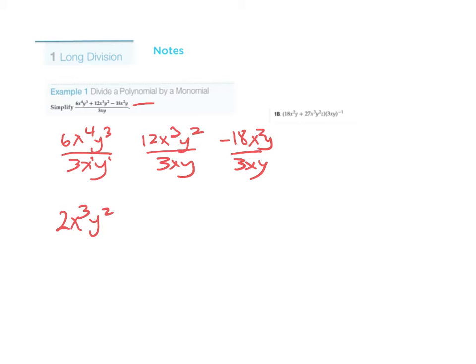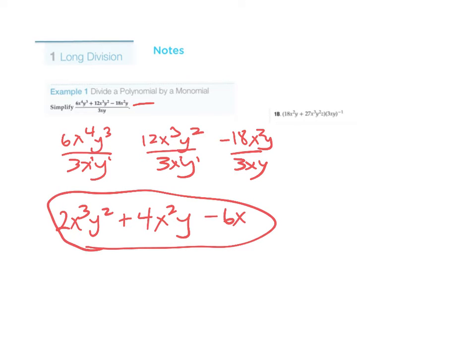Then I divide 12 by 3, which is a positive 4. And I subtract. So for x, 3 minus 1 is 2. 2 minus 1 is 1. And then I divide my numbers. Negative 6, x minus 1 is x, and y divided by y is really just 1, or 1 minus 1 is 0, which gives y to the 0 power, so there's nothing written there. So this is my answer, dividing the polynomial by a monomial.